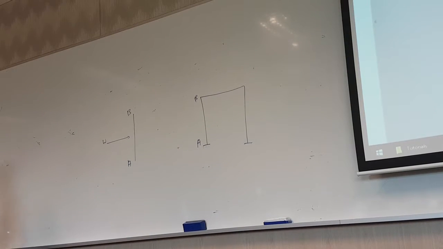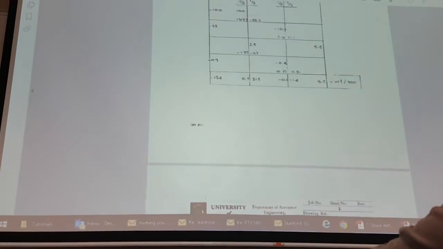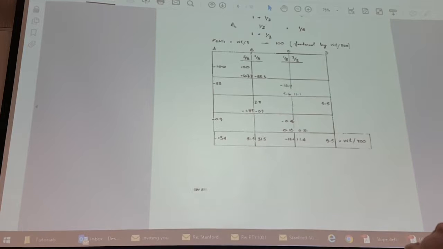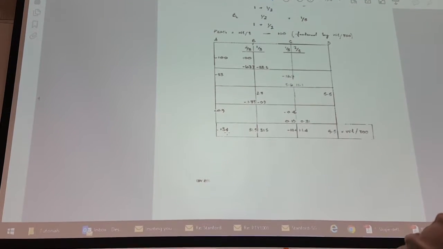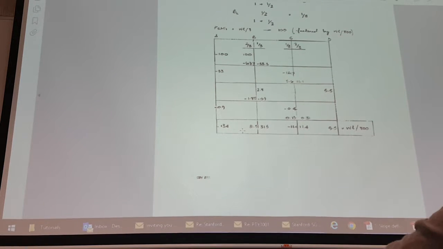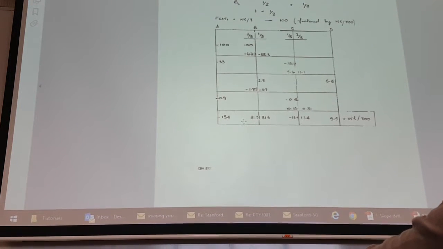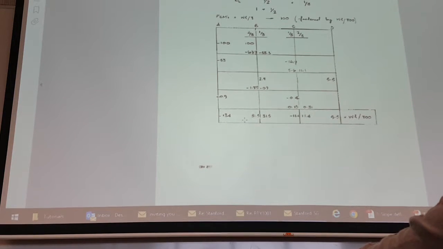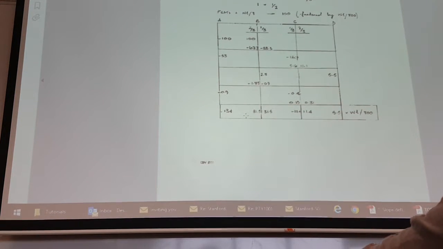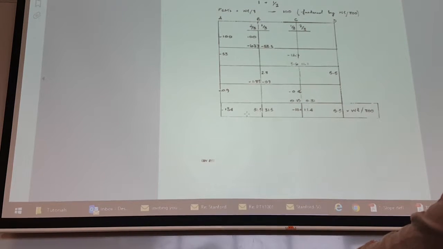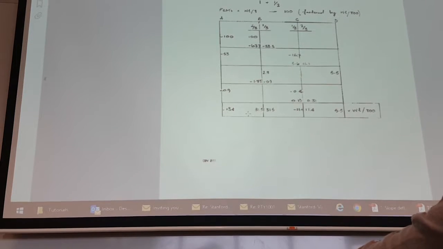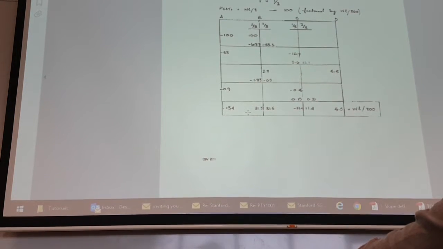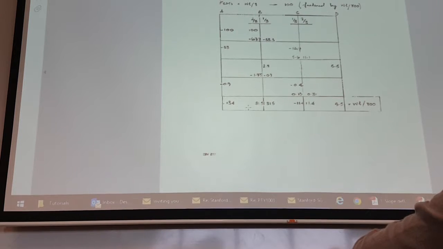For the moments, you have to refer back to what you determined from the moment distribution method, the table. If this is member AB, the moments are minus 134 and 31.5. So the moment at A is minus 134, which is in the anti-clockwise direction. And B is 31.5, which is positive, so it's in the clockwise direction.